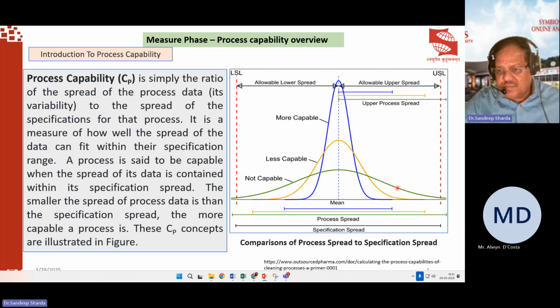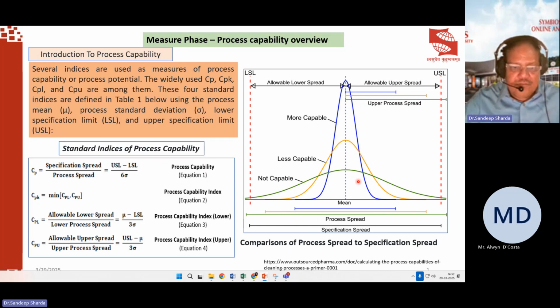So now this is your process spread, and this is less capable. Sorry, this is the specification spread, and this is more capable. That is the blue line, the mean value, with the allowable spread on both sides. So this is the process spread and specification spread. So if the normal distribution curve narrows down, then it is better as far as the specification range is concerned. So the lower the specification range, the better will be the capability of the process.